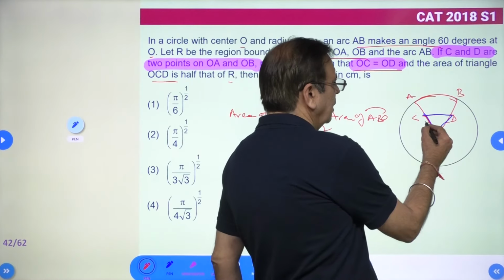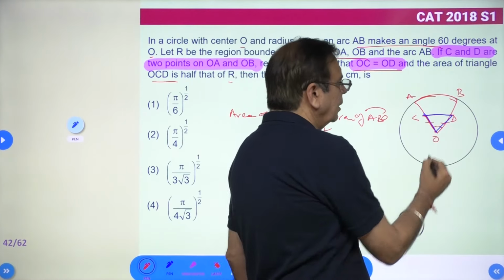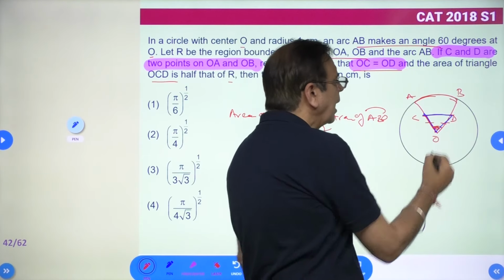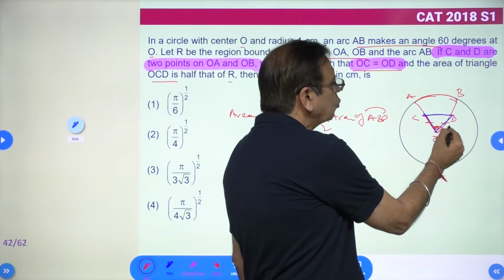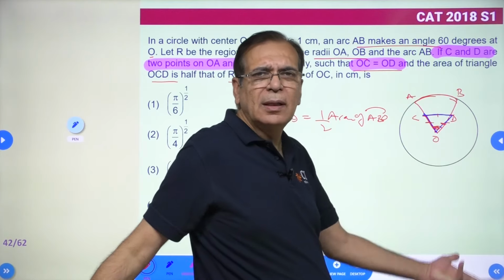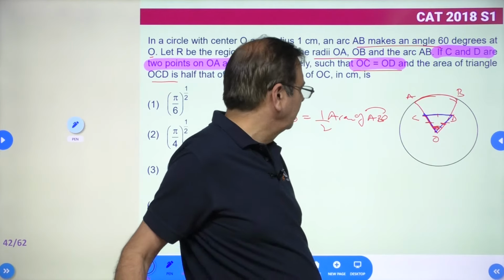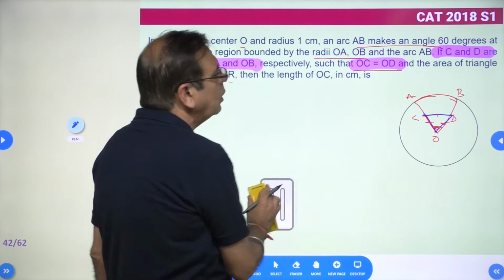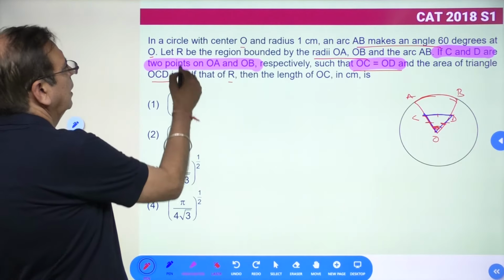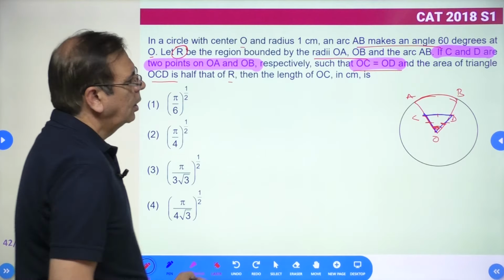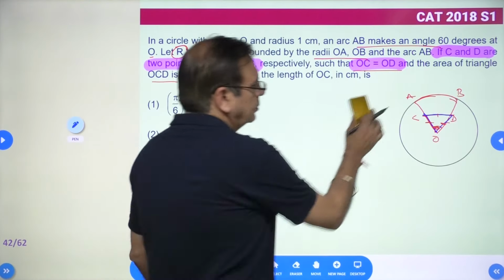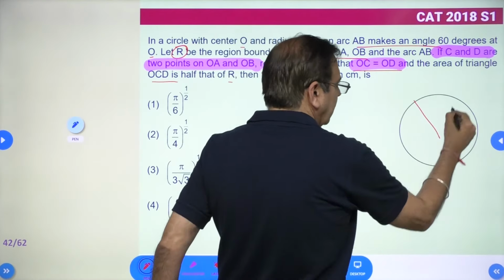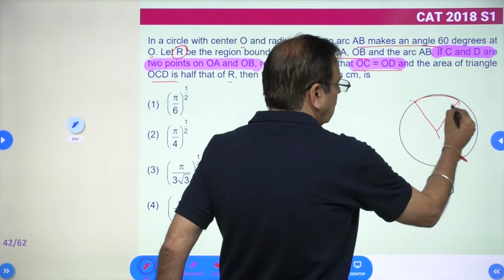Now OC is equal to OD. First thing, if this angle is 60 degrees and these two are equal, obviously this will be equal. There's an equilateral triangle again. So let's first find the area of ABO, or the region R. Let's find out R first. I'll quickly draw it again for the benefit of everyone. So this is what we need to find.